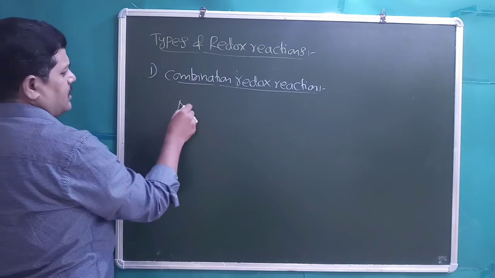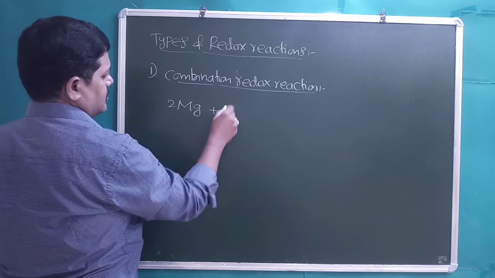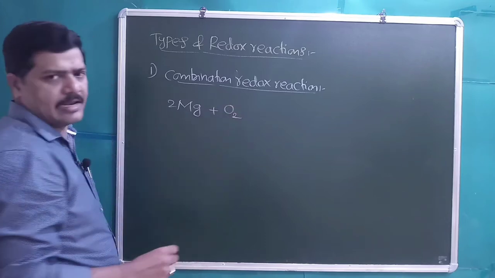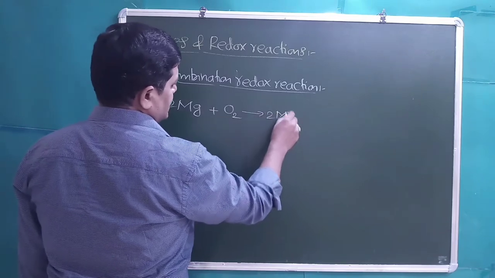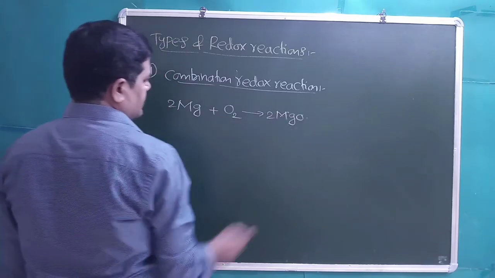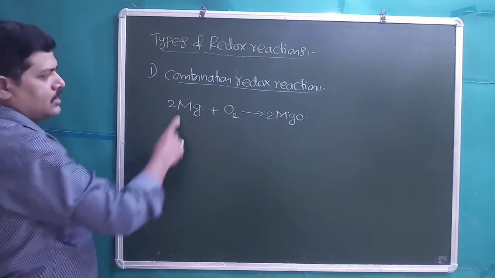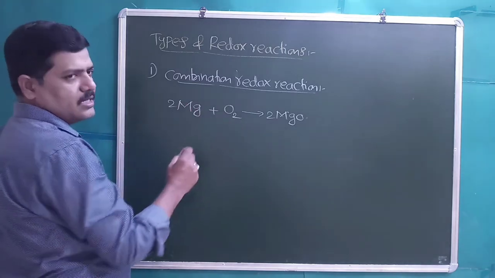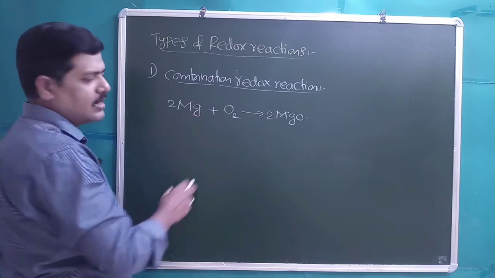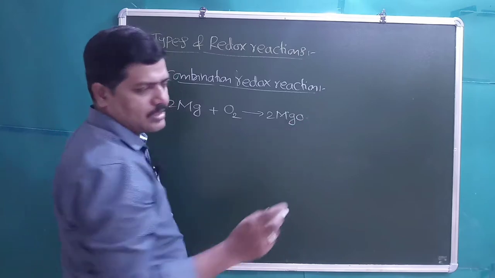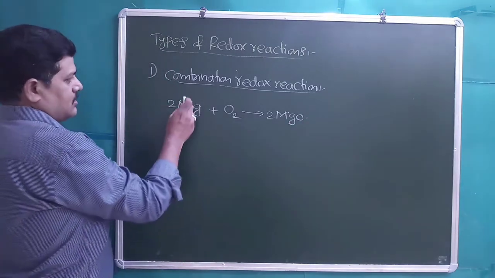Students, for example, Mg is reacting with oxygen, burning of magnesium, which gives 2MgO, which we can call a combination reaction. A combination reaction is a reaction in which two or more reactants combine to give a single product. Let us check whether it is a redox reaction or not.